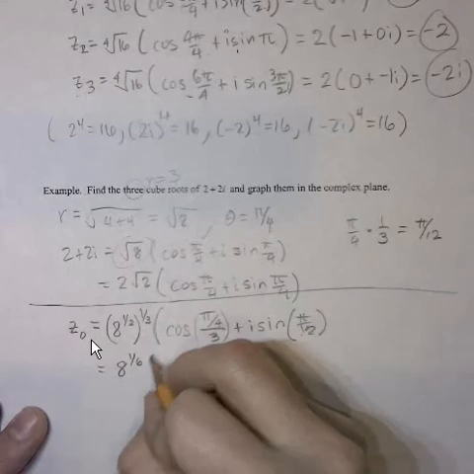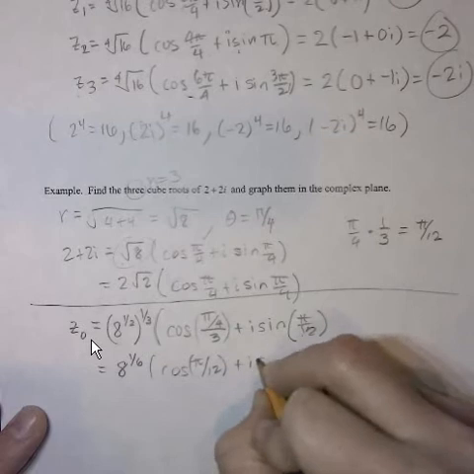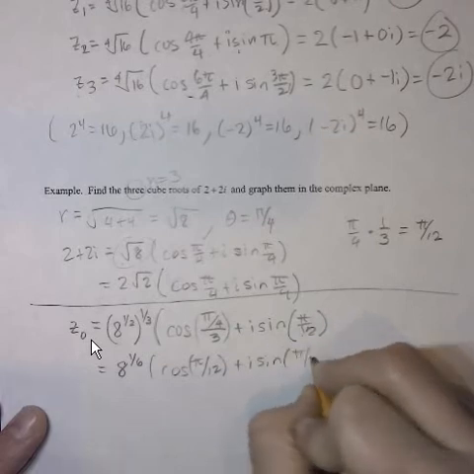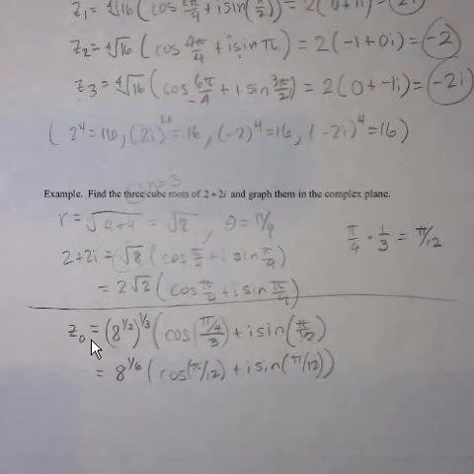Cosine pi over 12 plus i sine pi over 12. Since this isn't like the previous example, where we had nice arguments to calculate, pi over 12 isn't as nice. So we're just going to have to approximate a and b if we're going to switch to rectangular form. So let's put these in rectangular form and we'll approximate.